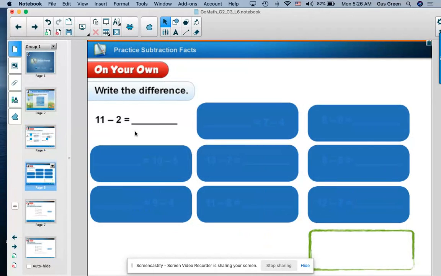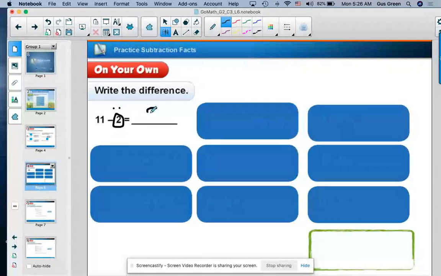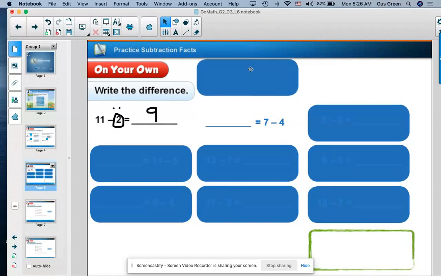All right, let's look at some problems and see if we can use some of those strategies. So there's 11 minus 2. And remember, this number is small, so counting back makes a lot of sense here. So 11, 10, 9. So the answer to this would be 9. Okay, let's try another one. I'll move the reveal box out of the way.